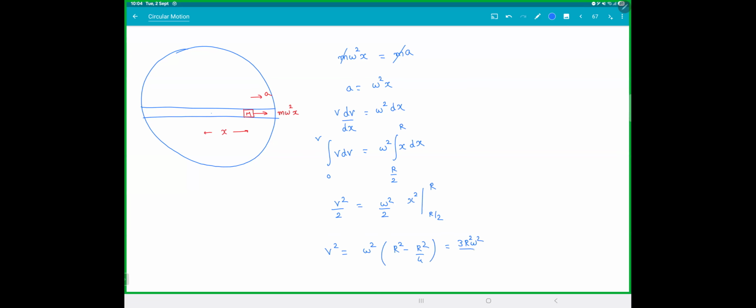This thing is 3r square omega square by 4. But there's a small problem here. This is your radial velocity. So what you got here, v is root 3 by 2 r omega. This is your radial velocity. So this is the speed with which you are traveling in the groove.